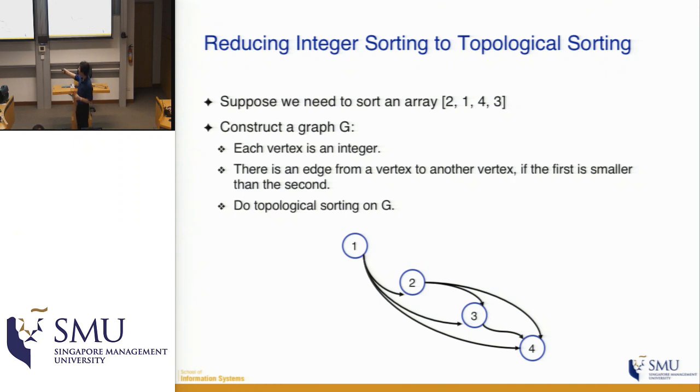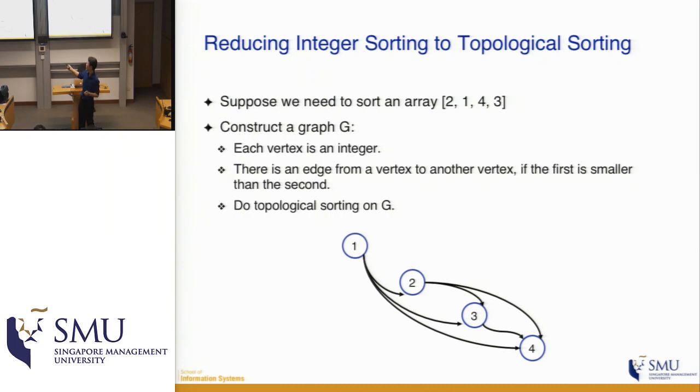So if we have an array, the first thing we're going to do is to construct a graph. What kind of graph is it? For every number that we are going to sort, we are going to create a vertex. That gives us n vertices corresponding to every number. And then we are going to complete the graph by drawing an edge from one vertex to another vertex if the first one is smaller than the second one.